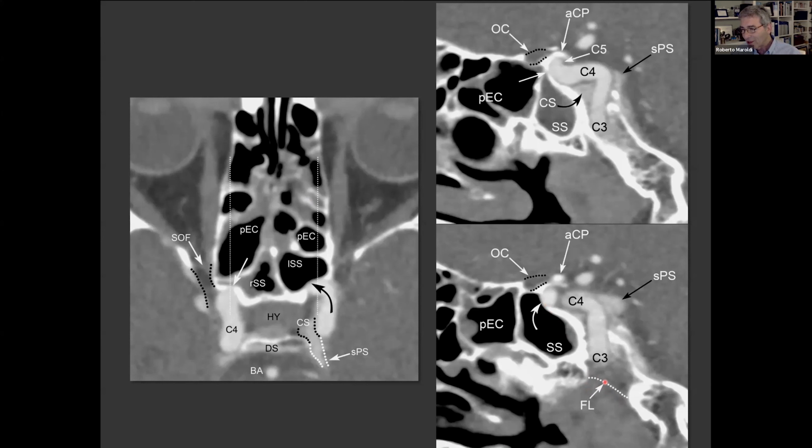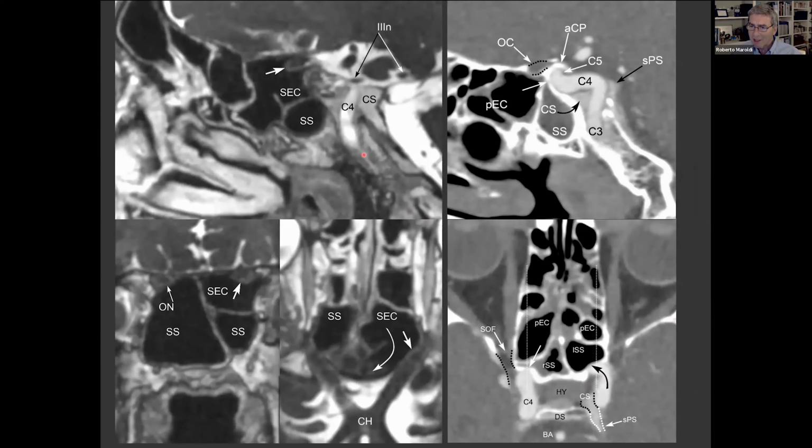The foramen lacerum is this area, a gap. With MRI, the same structure can be identified. First of all, on cell, a superior ethmoid cell, with the optic nerve that is directly close to that area.